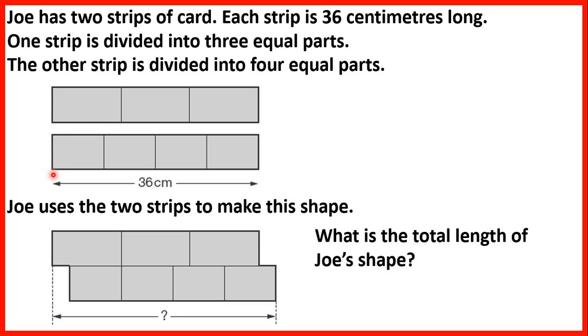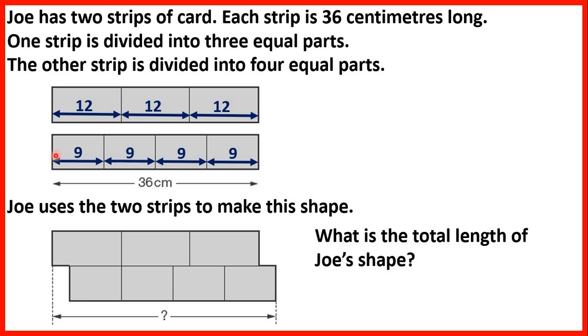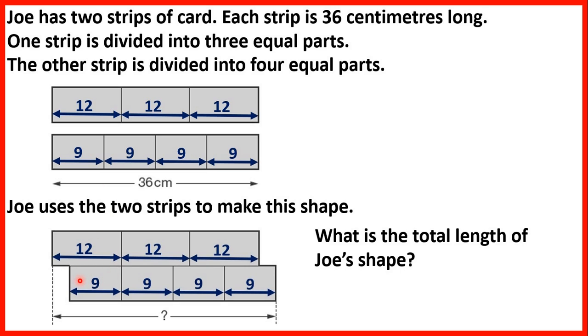So we can see that the length is 36 centimeters. So that means each of these rectangles must have a length of 12 centimeters, because 36 divided by 3 is 12, or 12 times 3 is 36. And these rectangles here must have a length of 9 centimeters, because 36 divided by 4 is 9. So we can write what we know on these rectangles here.